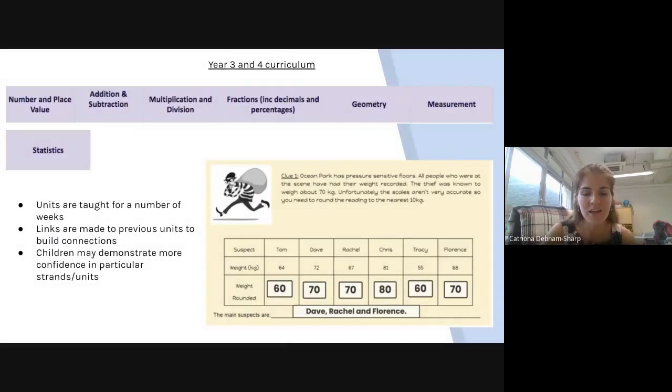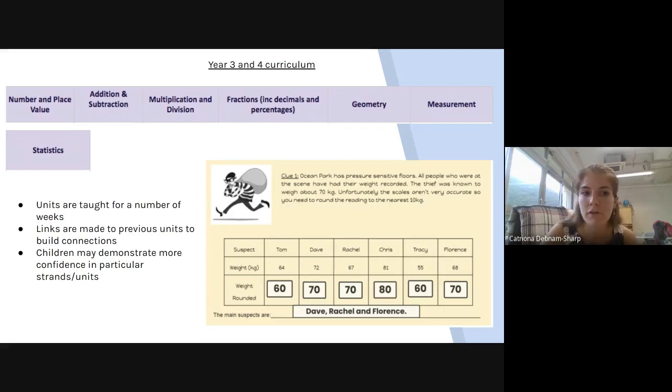So if we start with Year 3 and 4, Year 3 and 4's mathematics curriculum is split up into these strands, which you can see at the top here. And generally, we will follow this path. So we'll start with number and place value and finish at statistics. But, for example, when teaching fractions, you might recap on multiplication and division and addition and subtraction. They aren't standalone. We will recap on those units that happened previously, but also the units to come.